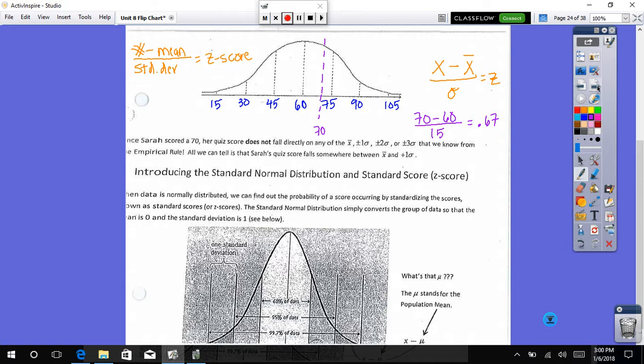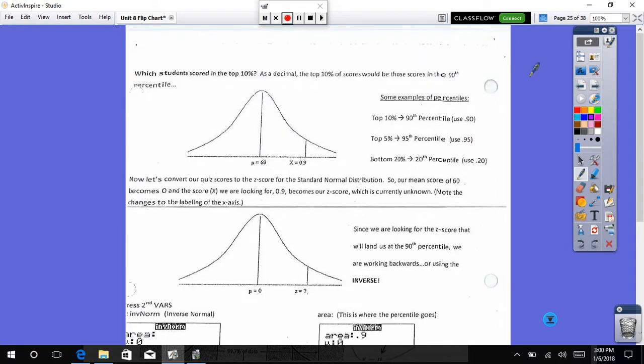Okay, flip it over and let's calculate some more z-scores. Again, I'm going to put this at the top: z-score.